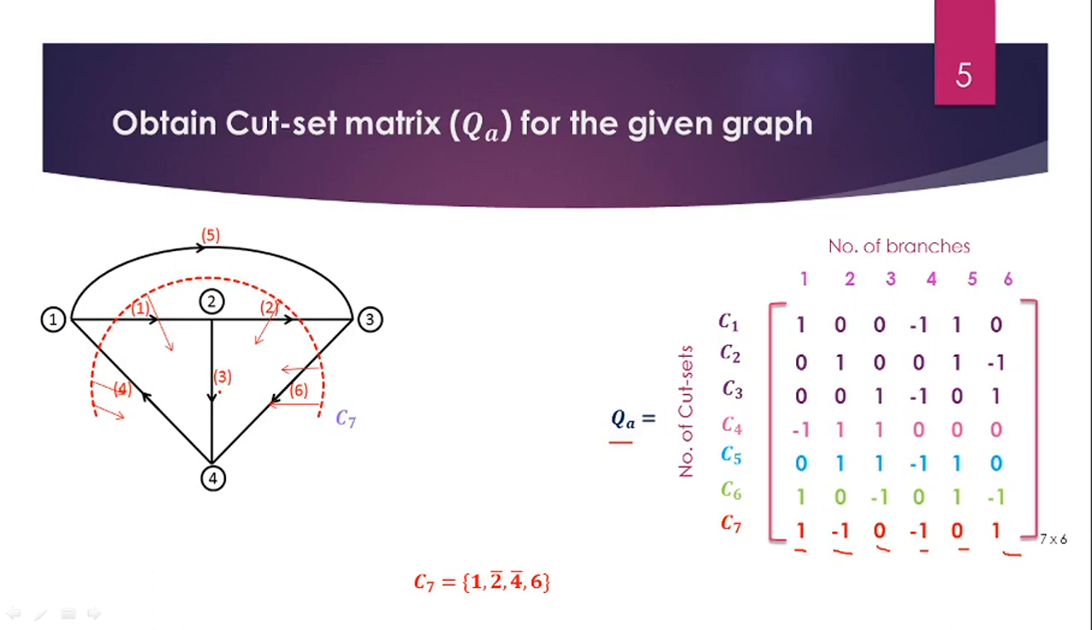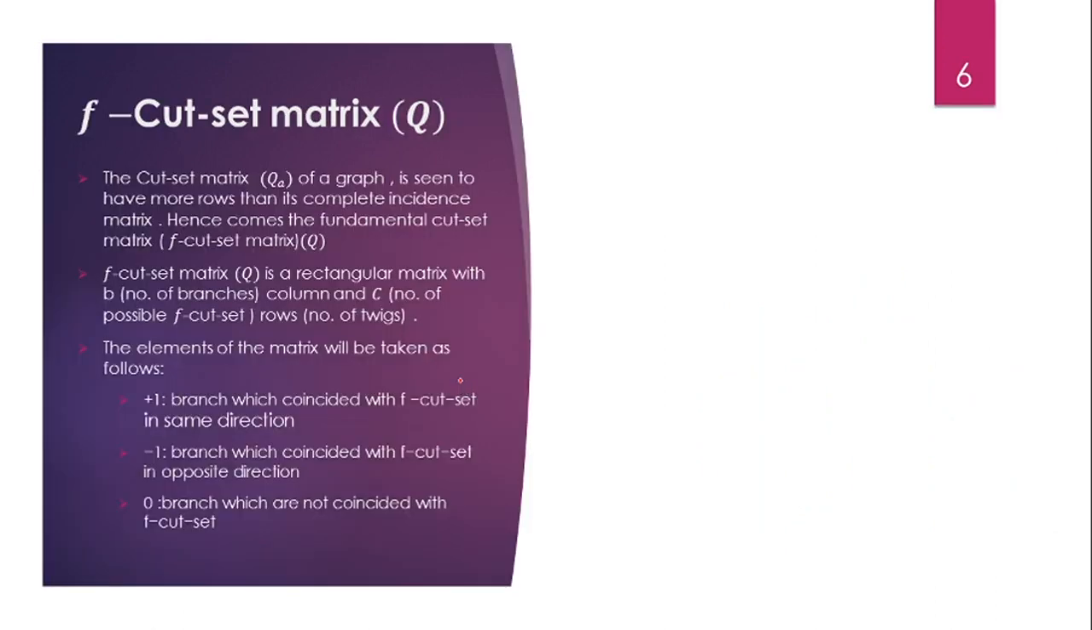That means the matrix size should be less. So that's why we are going for another cut set matrix, known as the fundamental cut set matrix. So what is the fundamental cut set matrix? The cut set matrix of a graph is seen to have more rows than its complete incidence matrix. The complete incidence matrix has a number of rows equal to the number of nodes, which for this graph is 4.